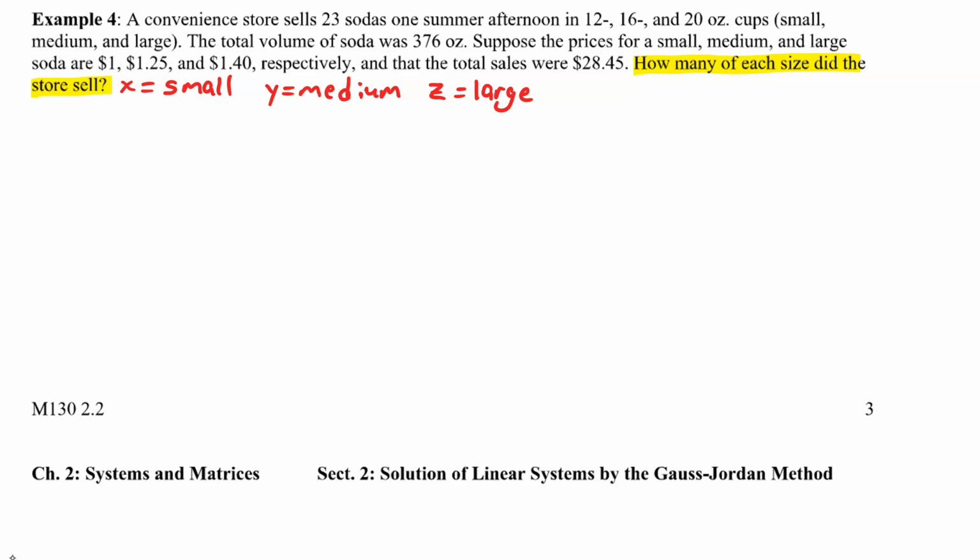If we go back through the word problem and start analyzing the different pieces of information we have, one of the first things that we're told is that this convenience store sold 23 sodas one summer afternoon. So we know that there's some combination of these different sizes that were sold, but they sold some of each size. So that gives us our first equation. X plus Y plus Z is equal to 23.